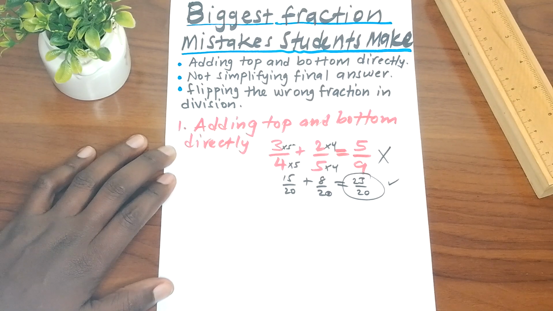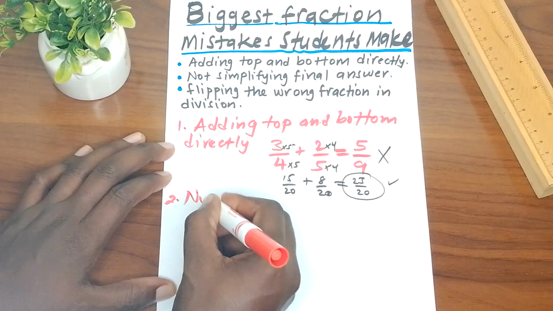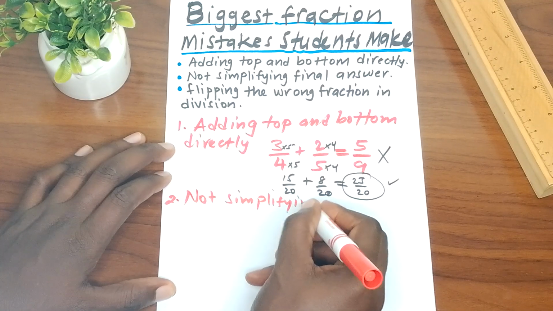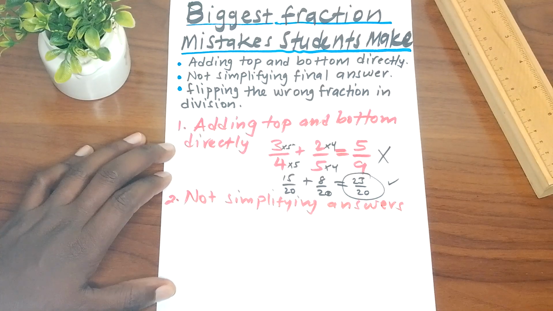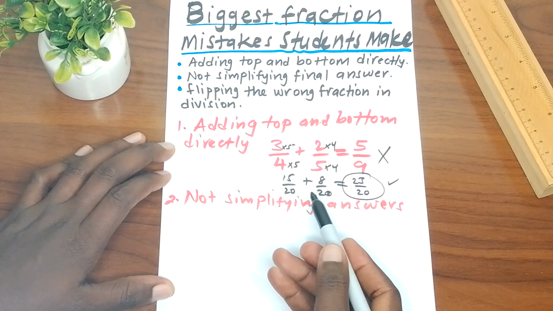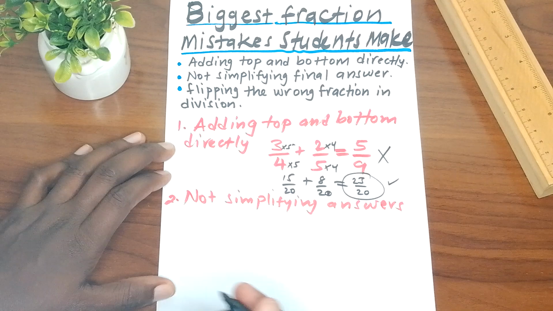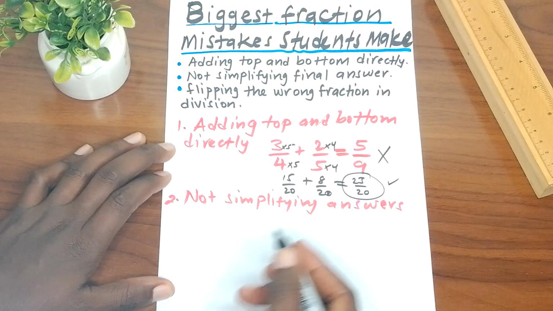Now the next mistake, number 2, is not simplifying your answers. Not simplifying answers is another mistake in this case. For example, now on the example given up, we have 23 over 20. In most cases, we will want you to simplify this into a mixed number. So we will divide 23 divided by 20.